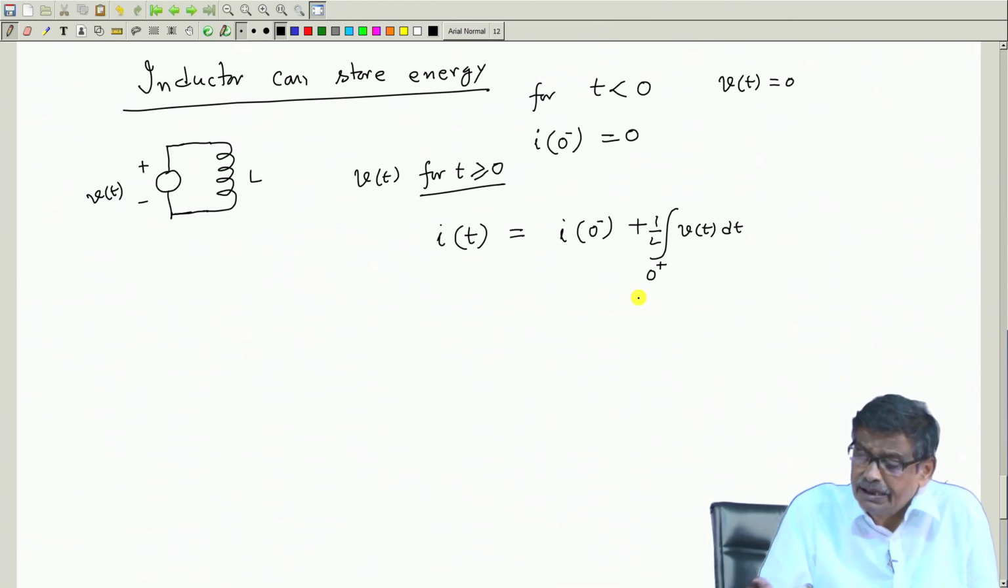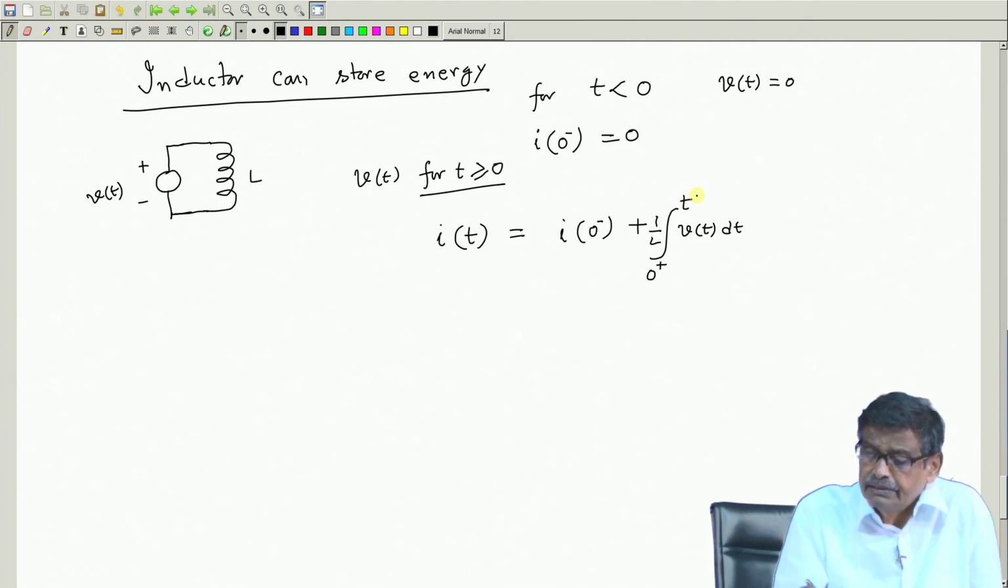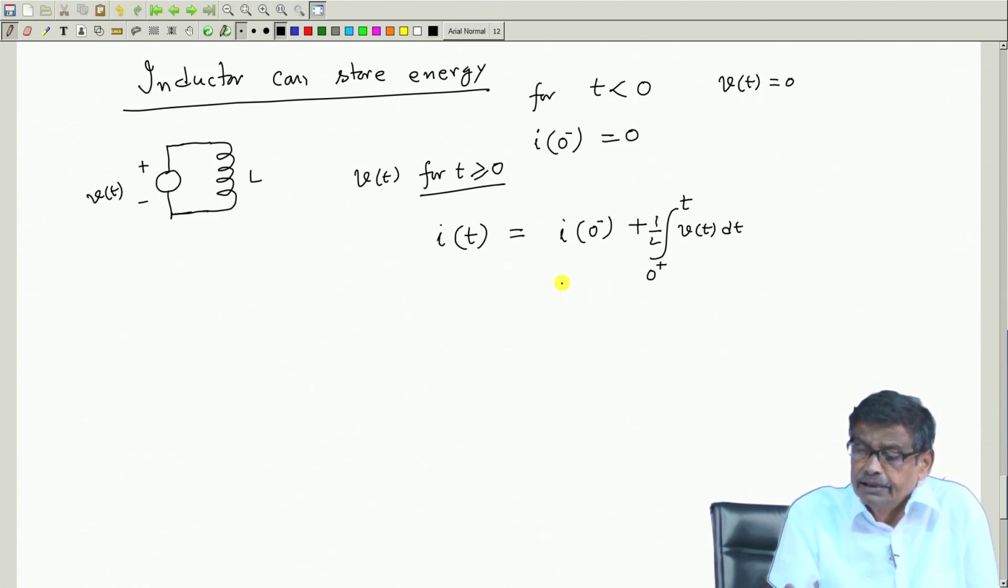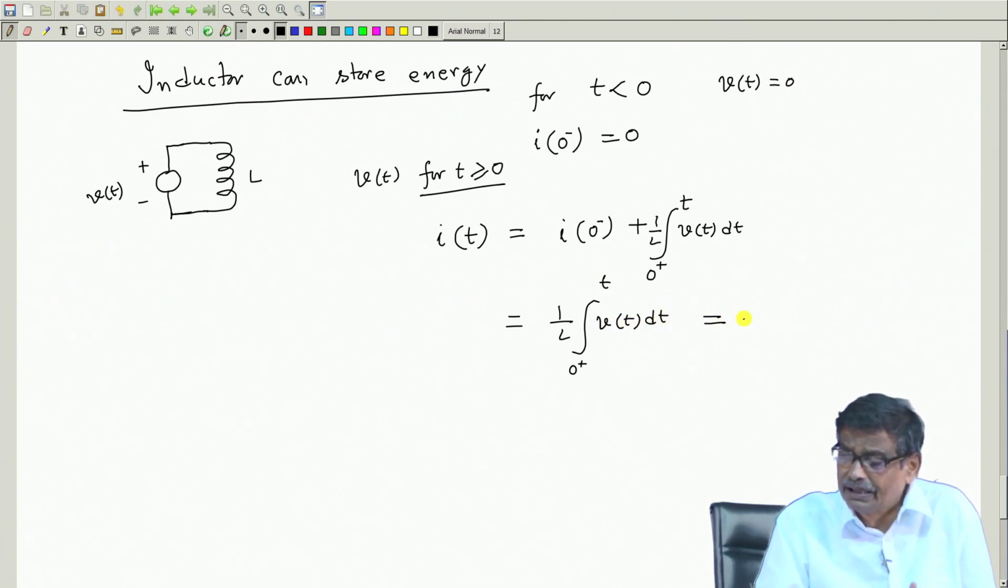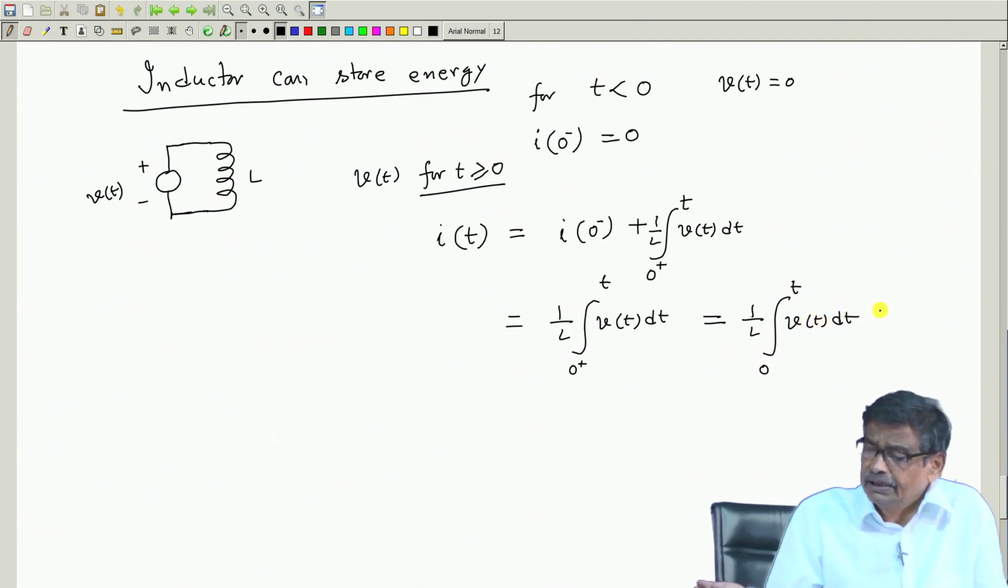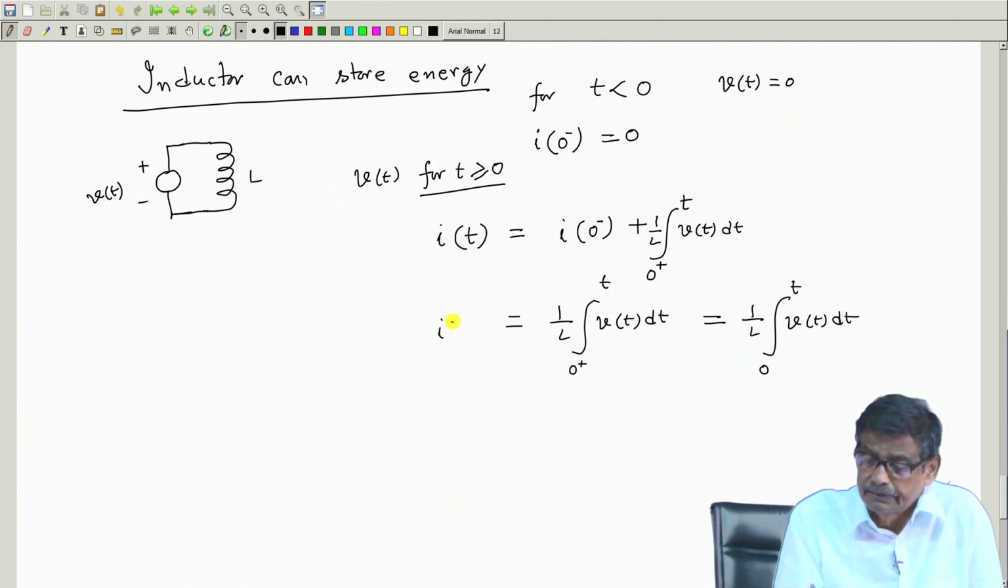And since I(0-) is 0, at any time t, I(0+) is also 0. So, I will write it like this. And for all practical purposes, as far as our time is concerned, it is equal to 1 by L times the integral from 0 to t of v(t) dt. This will be the case.